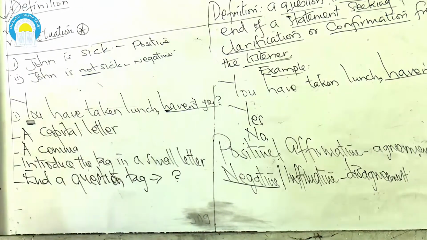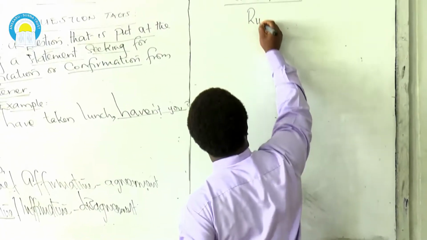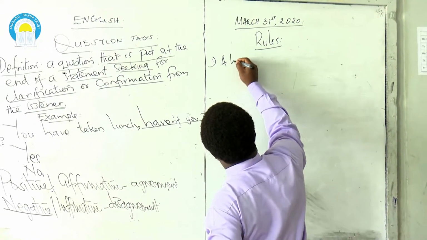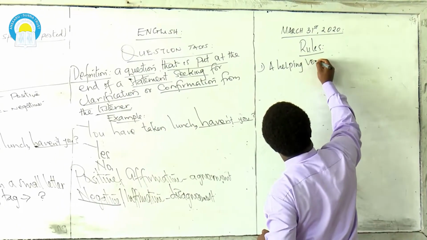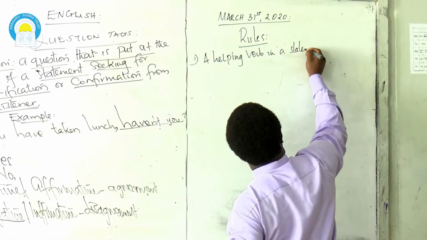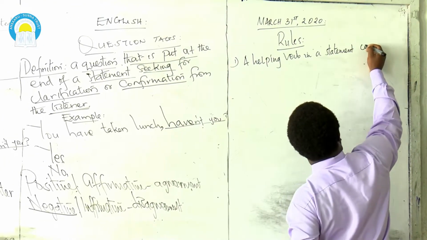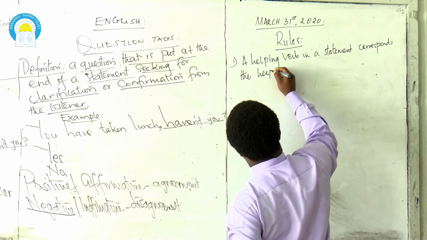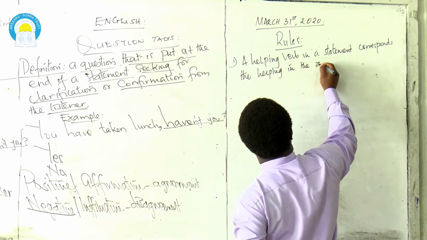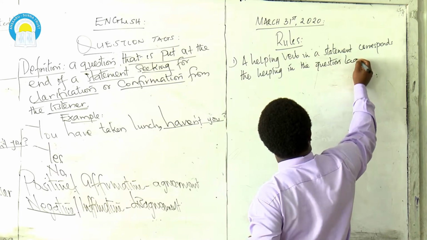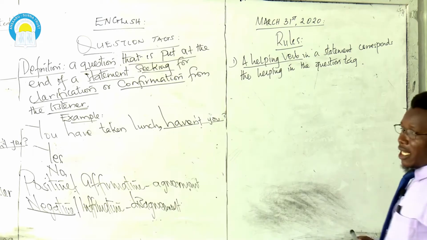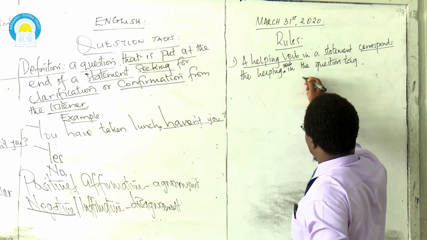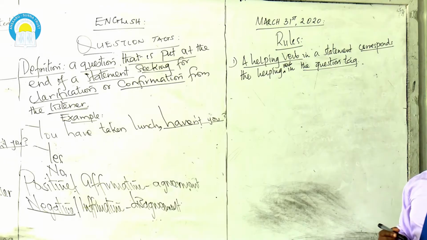What are other basic rules? Number 1. Other basic rules include that a helping verb in a statement corresponds to the helping verb in the question tag. Now, what are these helping verbs?